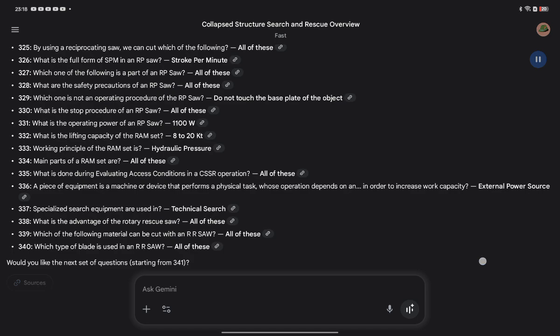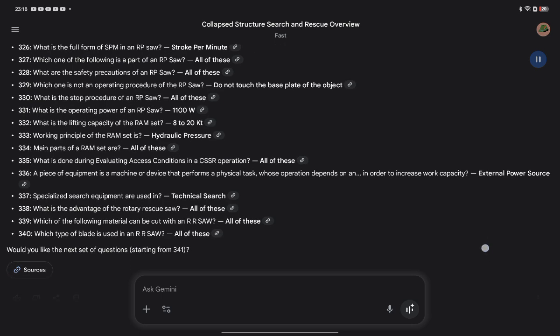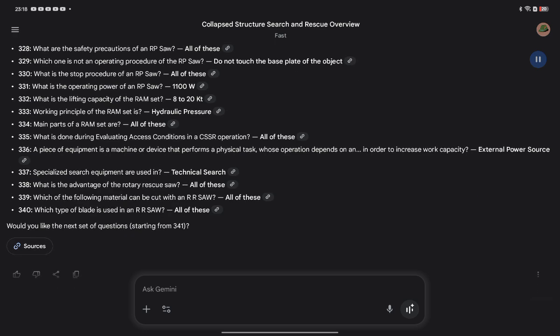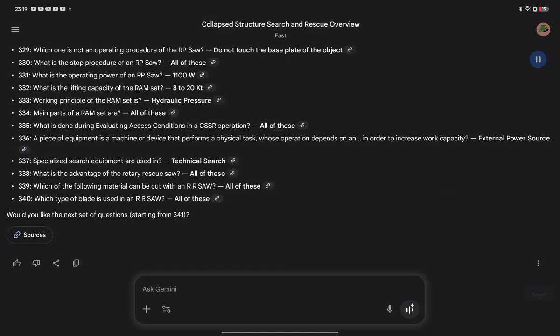326. What is the full form of SPM in an RP saw? Stroke per minute. 327. Which one of the following is a part of an RP saw? All of these. 328. What are the safety precautions of an RP saw? All of these. 329. Which one is not an operating procedure of the RP saw? Do not touch the base plate of the object. 330. What is the stop procedure of an RP saw? All of these. 331. What is the operating power of an RP saw? 1100 W.